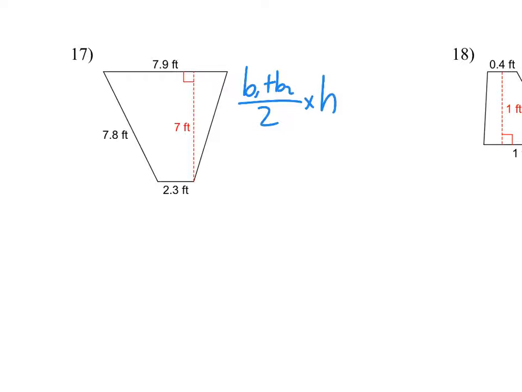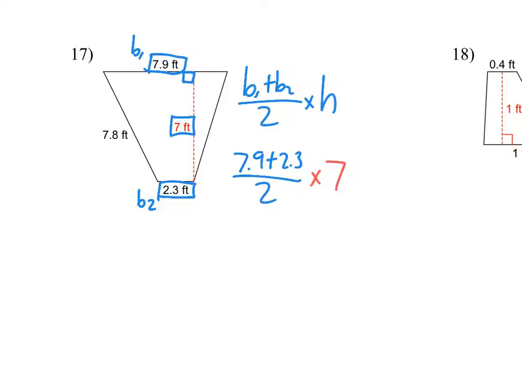So that's our formula. Here are our bases, and I know these are bases because here's our 90-degree angle. That is forcing this 7 feet to be our height. So what I'm going to do is take base 1, and take base 2. I'm going to add these two together. So we have 7.9 plus 2.3, and we're going to divide that by 2. And when we get finished with that, we have to multiply it by our height of 7 feet.